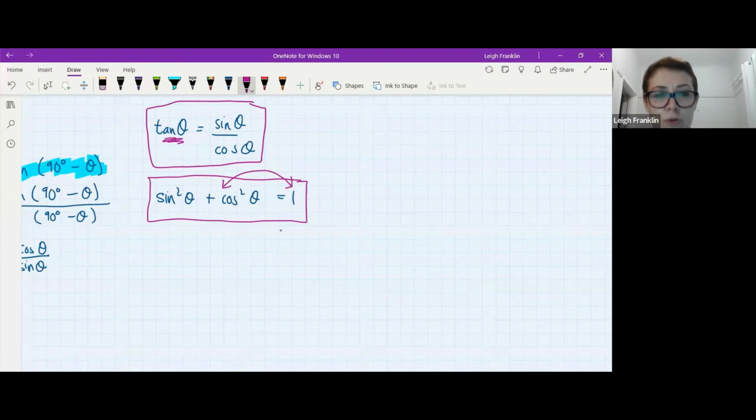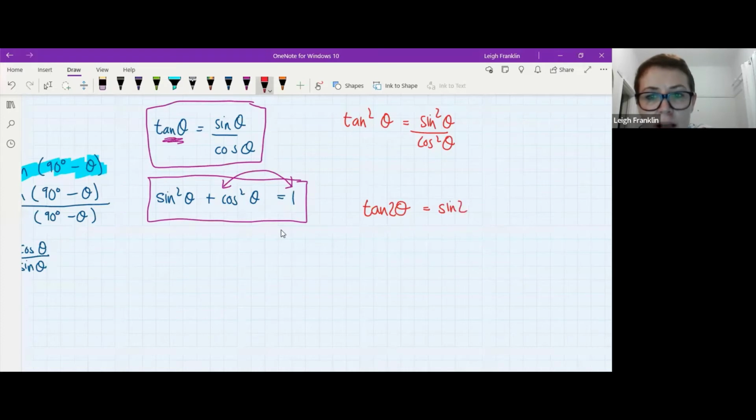So those are our two identities. The other thing that I also just wanted to mention is that as far as tan theta is concerned, if you have tan squared theta, then that will be equal to sine squared theta over cos squared theta. Or if you had tan 2 theta, and you've got to be so careful here, that would be equal to sine 2 theta over cos 2 theta as well. Be very, very careful.